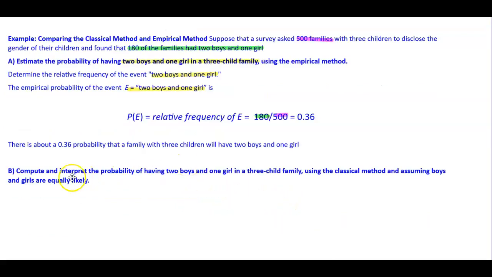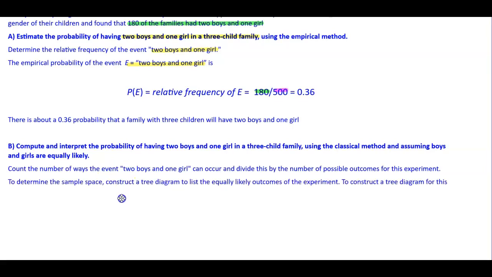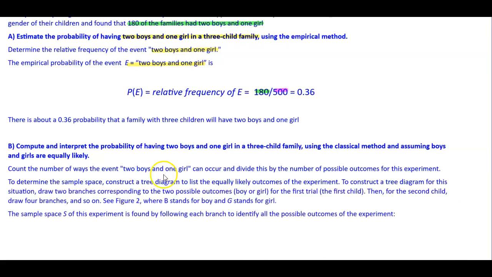1 girl. Okay, now the next question says we want to compute and interpret the probability of having 2 boys and 1 girl in a 3-child family, now using the classical method. We used the empirical method for the first part. Now we're going to use the classical method, assuming boys and girls are equally likely. Now we need to count the number of ways the event 2 boys and 1 girl can occur and divide this by the number of possible outcomes for this experiment.